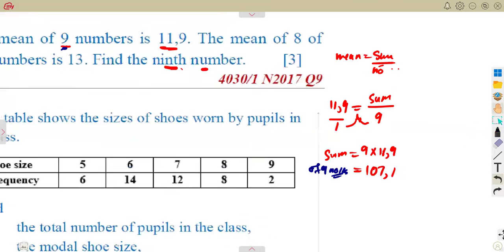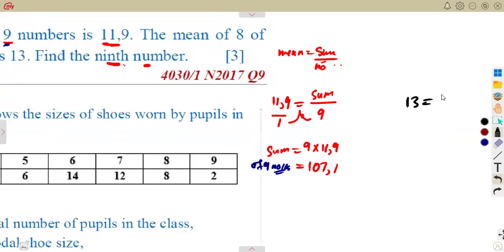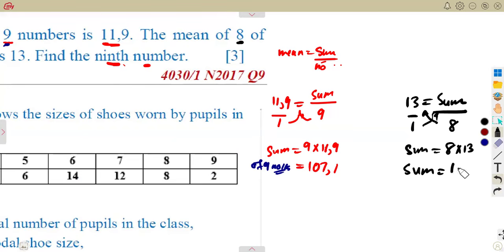It's just 13. So 13, the sum over what? They're 8. So what is the sum? Cross multiply again. So the sum is 8 times 13. 8 times 13. So this is the sum that we're going to have. All right. So the sum is going to be 104, which is the sum of what? 8 numbers. Sum of 8 numbers.